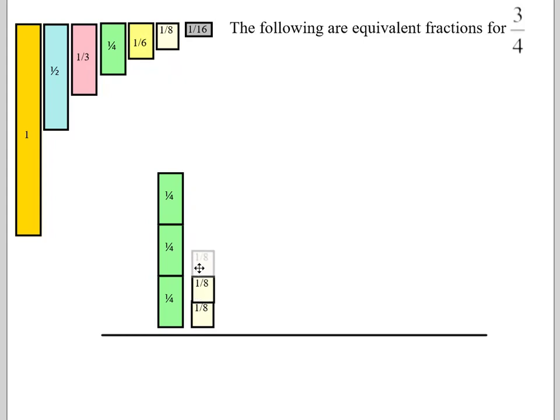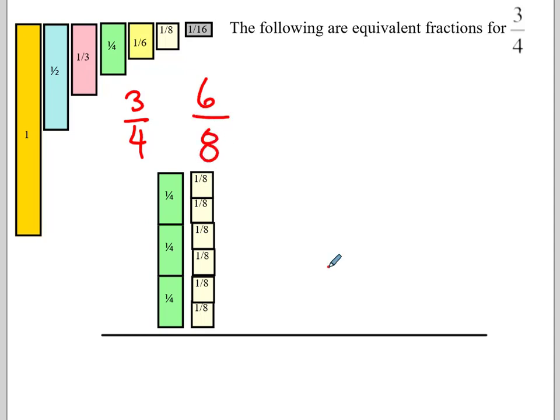What we want to eventually get to at the end of the day, though, is that we're going to have a faster way of doing this without drawing or moving a lot of these things around. But this is a good place to start for understanding. So if I have 3/4, if I count up these 1, 2, 3, 4, 5, 6, 8ths would be equivalent, and you can see that because they have the same height.